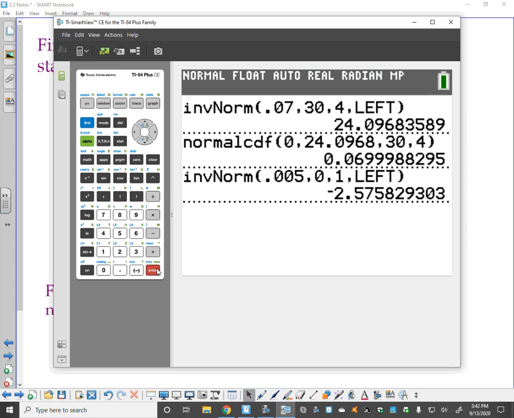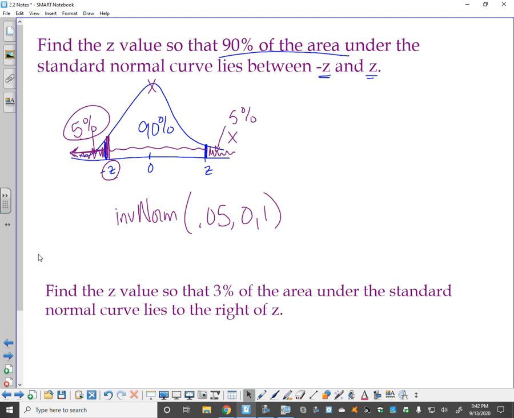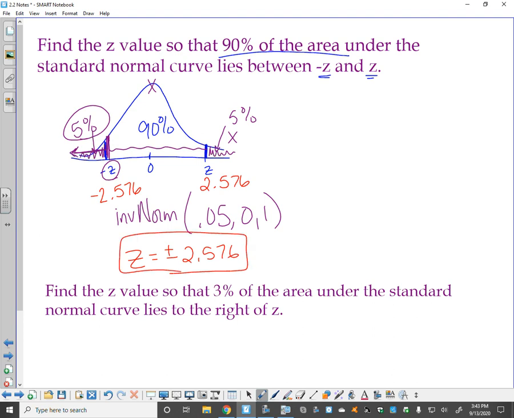Negative 2.576. So this z-score is a negative 2.576, and it's symmetrical, so I know this is a positive 2.576. So you may see in my answers a plus or minus, and that's just a very quick way to write both numbers.